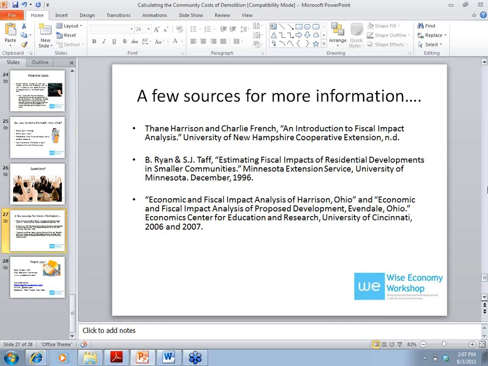I've put up on the screen here a few other sources. These are, again, focused on that fiscal impact element. That's the local government side of the equation. So there's a few things here. I know that the first two are available online. You can put those into a search engine and you will find them. The third one, if somebody's really dying to read it, let me know and I can find it for you. I'm not sure that they are online themselves.